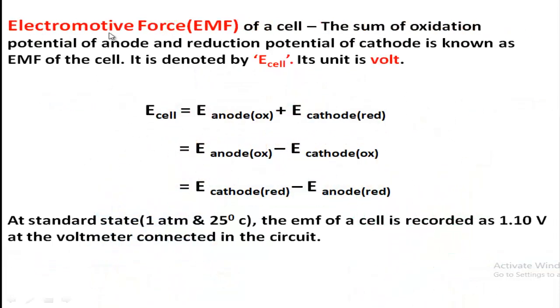So now we will know about EMF. EMF means electromotive force of a cell. The sum of oxidation potential of the anode and reduction potential of the cathode is known as the EMF of the cell. It is denoted by E cell and its unit is volt. So EMF of the cell is the anode potential and cathode potential. And we can also determine EMF from the oxidation potential of both electrodes, anode and cathode, in this way. And we can also determine the EMF of the cell from the reduction potential of both anode and cathode, in this way.